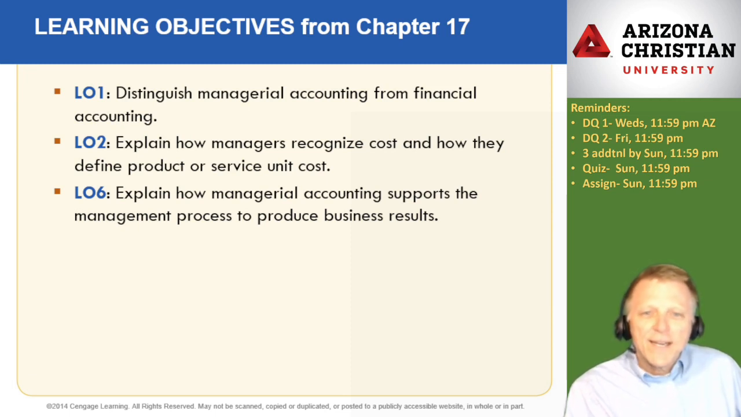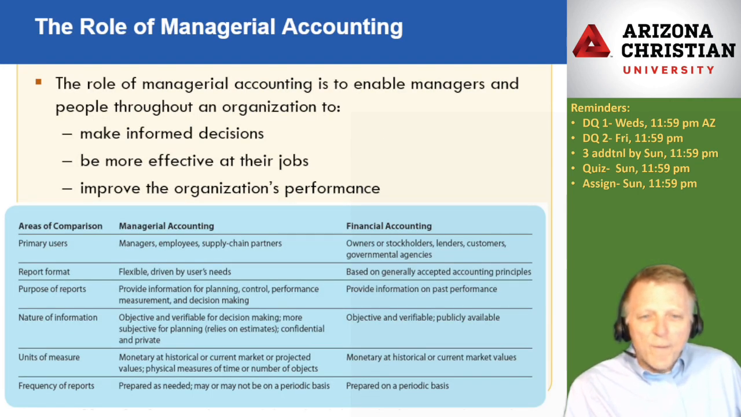From chapter 17, we're looking at how to distinguish managerial accounting from financial accounting and explaining how managers recognize cost and define product or service unit cost. We're also looking at how managerial accounting supports the management process to produce business results. The role of managerial accounting is to enable managers and other decision makers in the business to make informed decisions, to be more effective at their jobs and improve organizational performance.